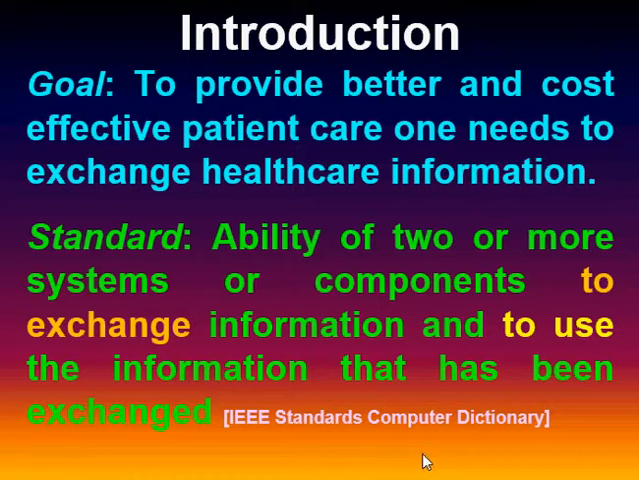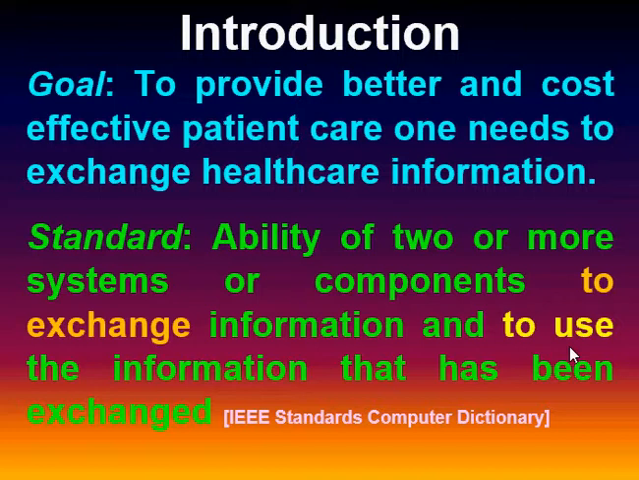If we look at the IEEE Standards Computer Dictionary, a standard is the ability of two or more systems or components to exchange information and to use the information that has been exchanged. Now, two key words here are to exchange information. This means we need to be careful about the structure, or the syntax, or syntactic information. And then we also need to use it meaningfully. So the meaning, or the semantics, or the functional information is equally important.